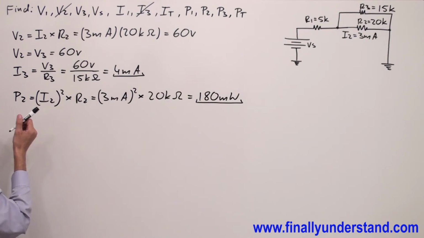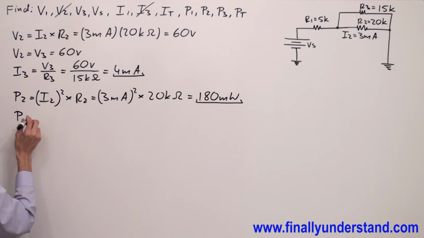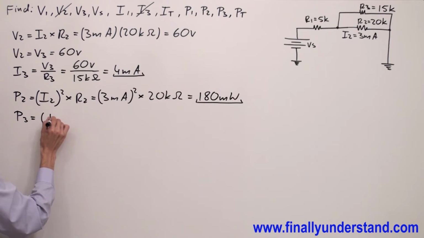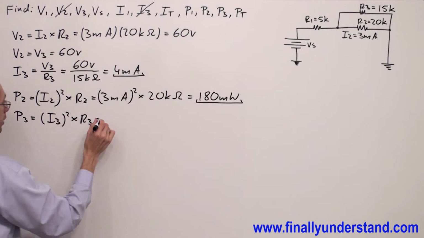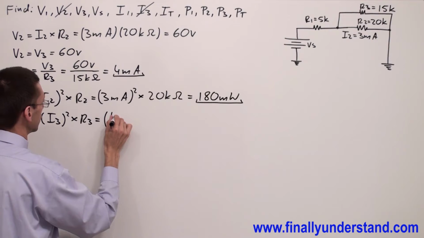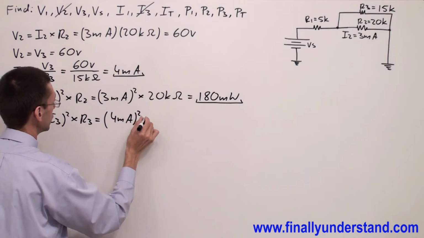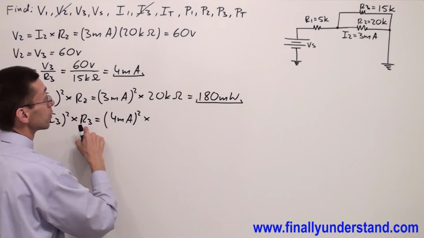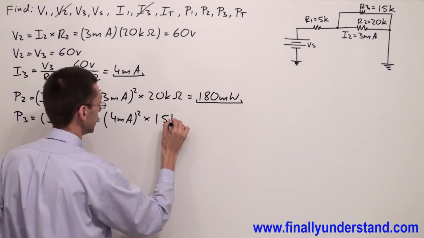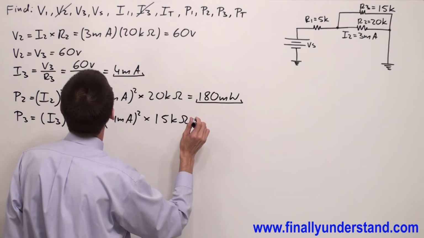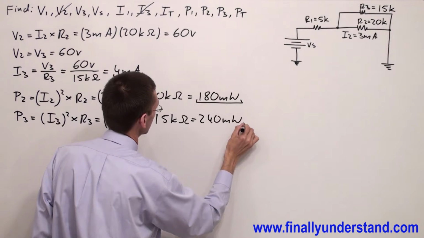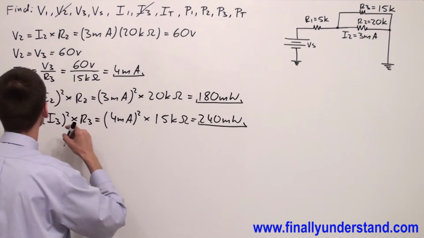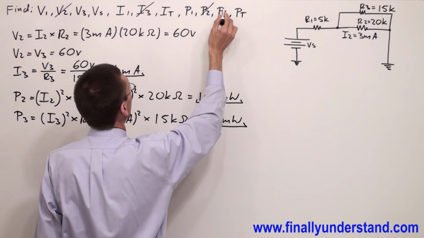Again, we can look for power at resistor 3. So I have I3 raised to the second power times resistor R3. I3 we found is 4 milliamps raised to the second power times resistor R3, 15 kiloohms. This is equal to 240 milliwatts. Okay, so we found power P2 and power P3.